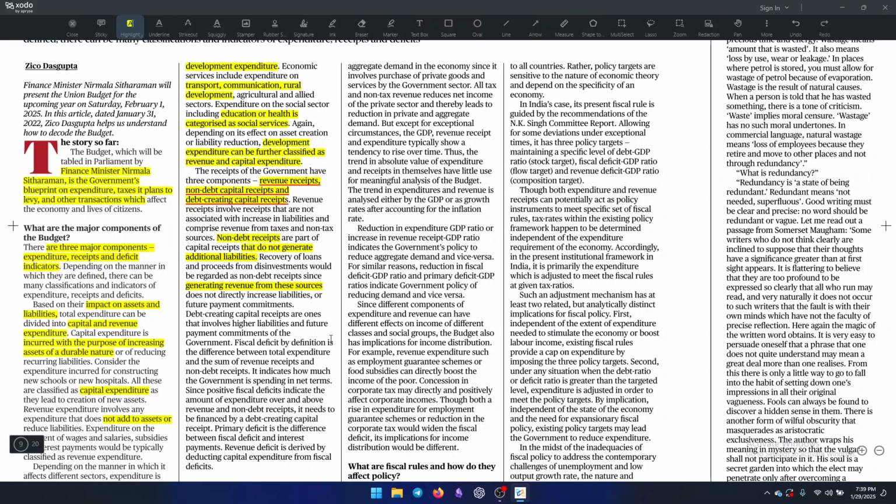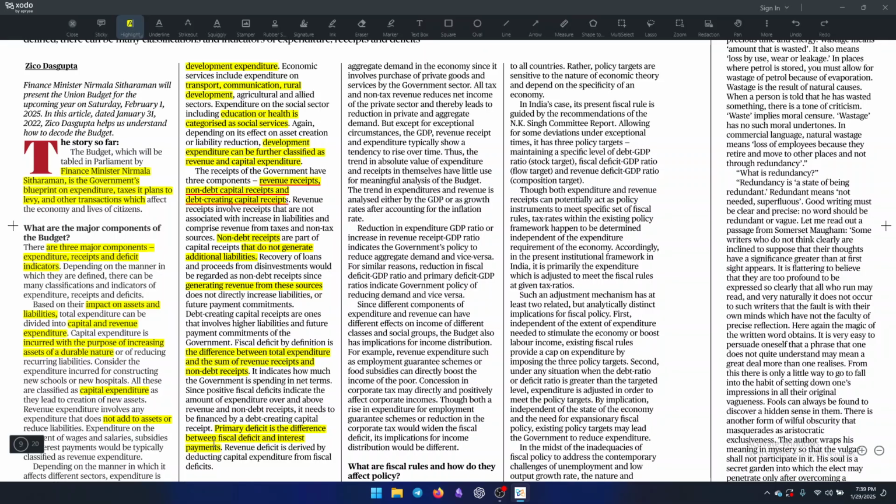Fiscal deficit by definition is the difference between total expenditure and the sum of revenue receipts and non-debt receipts. It indicates how much the government is spending in net terms. Since positive fiscal deficits indicate the amount of expenditure over and above revenue and non-debt receipts, it needs to be financed by debt creating capital receipt. Primary deficit is the difference between fiscal deficit and interest payments. Revenue deficit is derived by deducting capital expenditure from fiscal deficit.